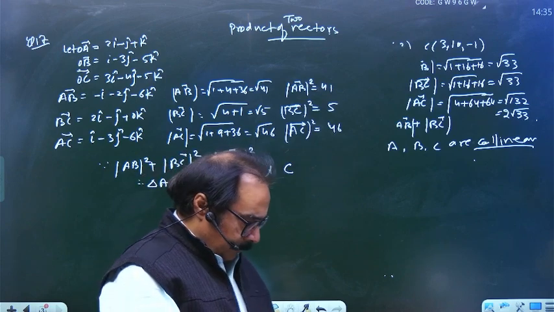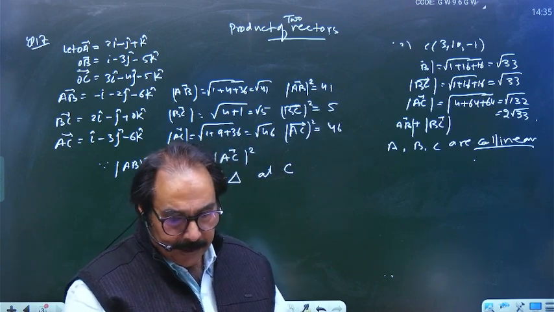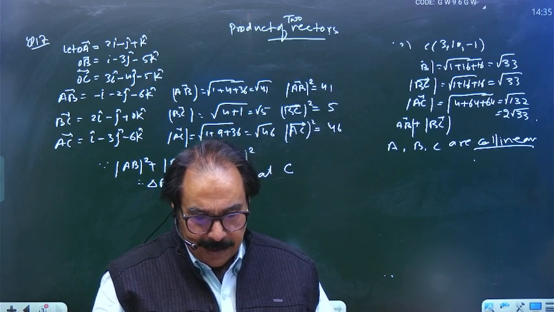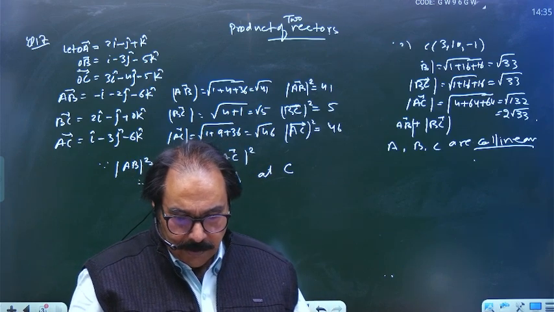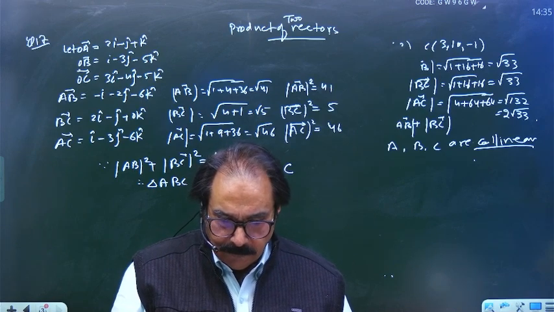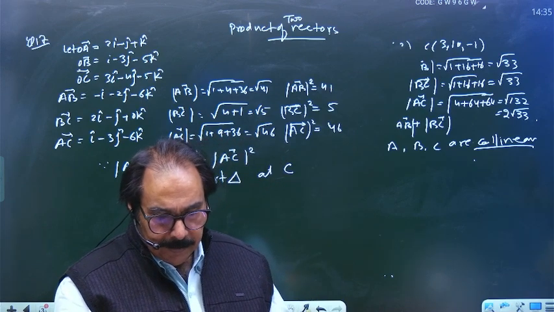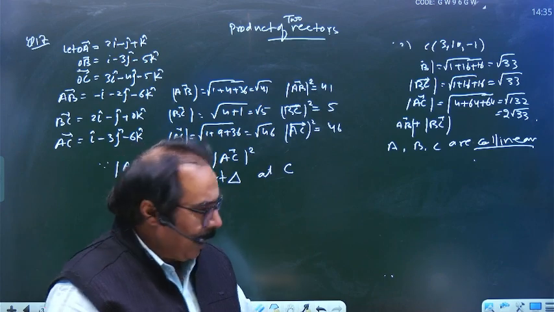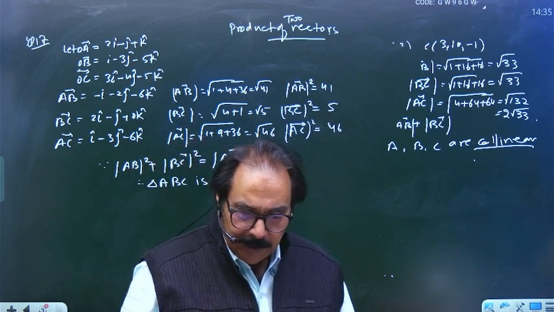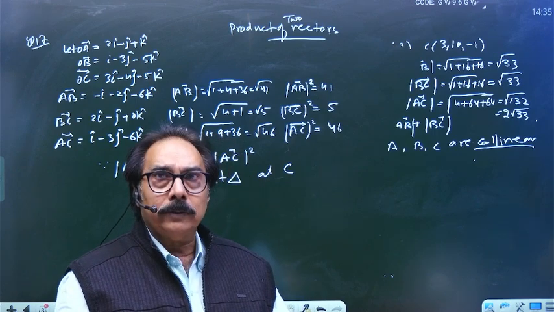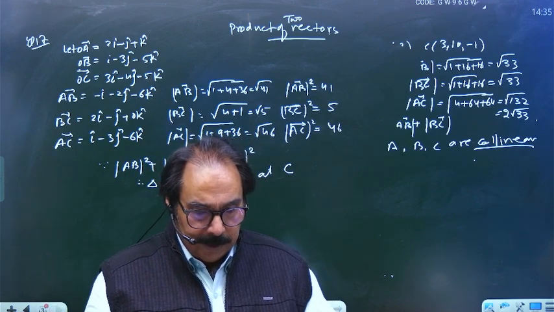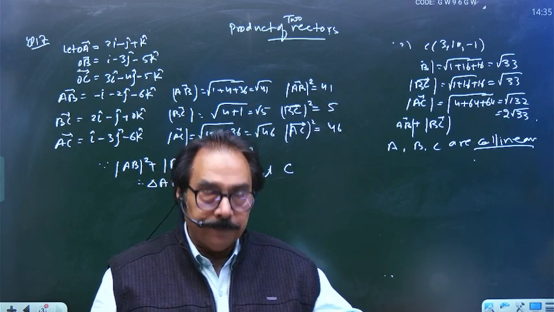Okay, and the last question is question number 18. If A is a non-zero vector of magnitude a and lambda is a non-zero scalar, then lambda A is a unit vector if a is equal to 1 by lambda. So this is all about your dot product or scalar product.